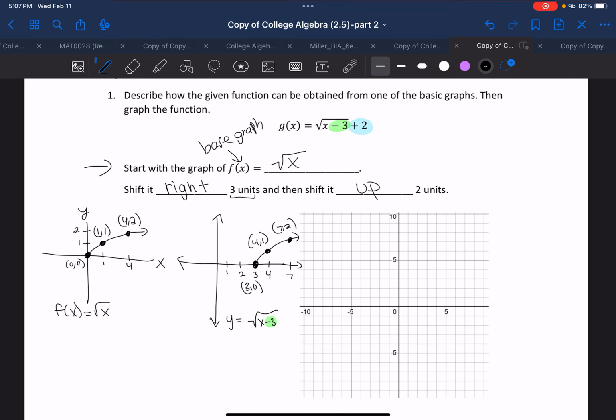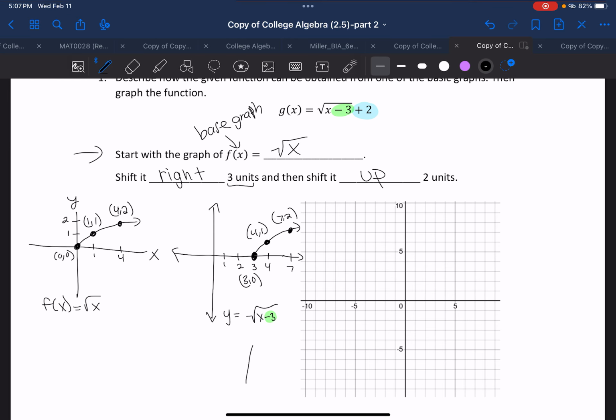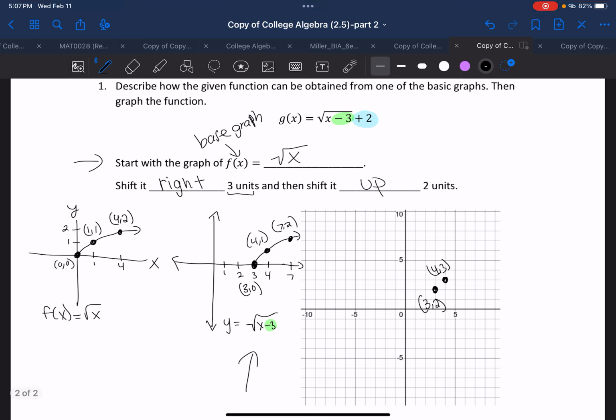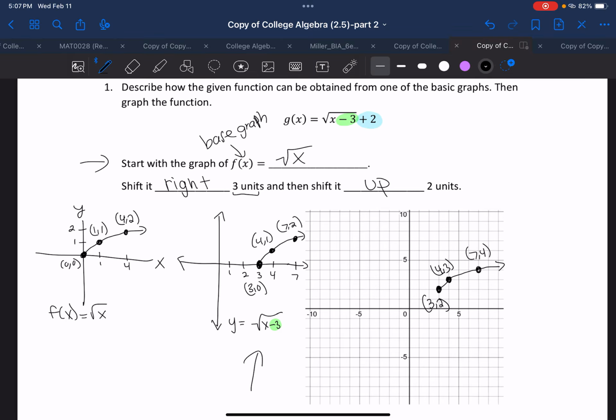So now I'm going to take all of those points I just found in this graph and shift them up 2 units. So the 3, 0 will become 3, 2. So that would be right here. The 4, 1 would become 4, 3. And the 7, 2 would become 7, 4. And that's what that would look like. So that's my final answer.